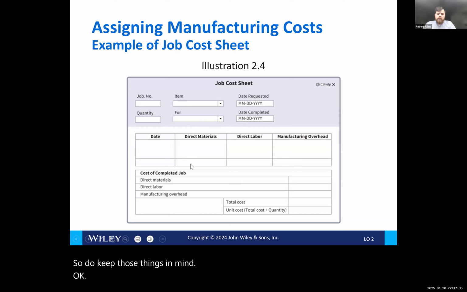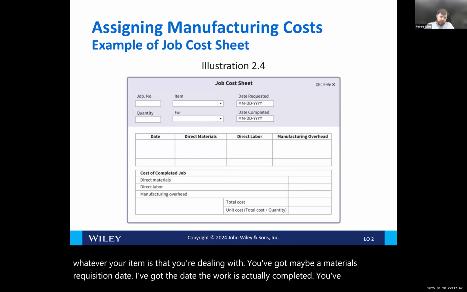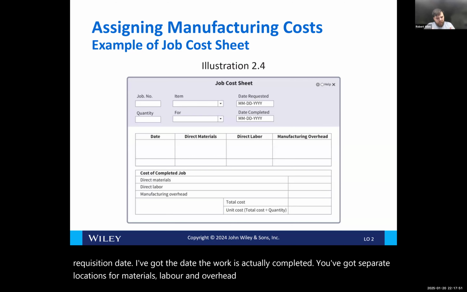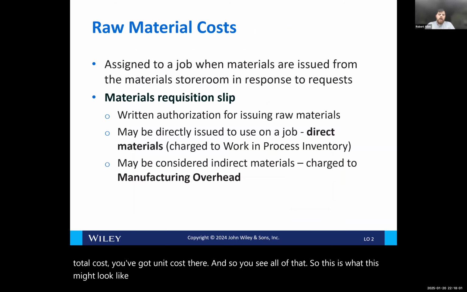So there's that. You can see here, of course, you've got a job number, whatever item you're dealing with, maybe a materials requisition date, the date the work is actually completed, and separate locations for materials, labor, and overhead. You've got the actual cost below, the total cost, and the unit cost. And so you see all of that. This is what this might look like in practice.